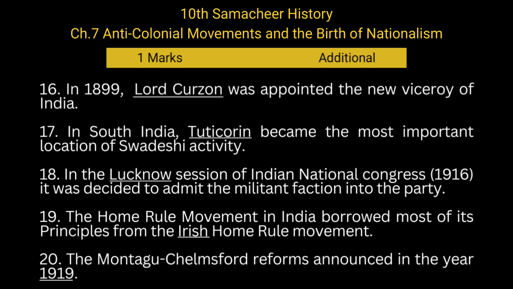In the Lucknow session of the Indian National Congress, it was decided to admit the militant faction into the party. The Home Rule movement in India borrowed most of its principles from the Irish Home Rule movement. The Montagu-Chelmsford reforms were announced in the year 1919.